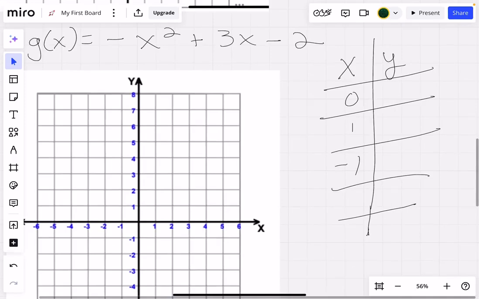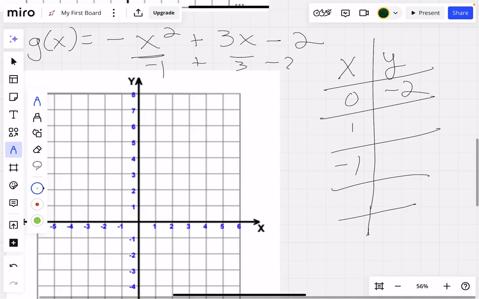For this quadratic, 0, 1, negative 1, I pre-filled everything for us so that we could get started. If I put 0 in here and here, I'm left with negative 2. If I put a 1 in here, then I'm going to get 1 squared is 1, and so that's a negative 1, plus 3, because 3 times 1 is 3, and then minus 2. This is actually the result of a 0, and I promise you, I did not plan this, right? We have x and y intercepts again.